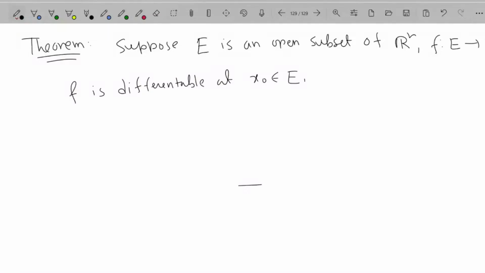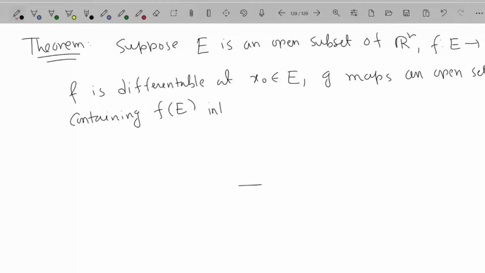and G is a mapping. G maps an open set containing f of E into Rk, and G is differentiable at f of x naught. So let's say y naught is equal to f of x naught.